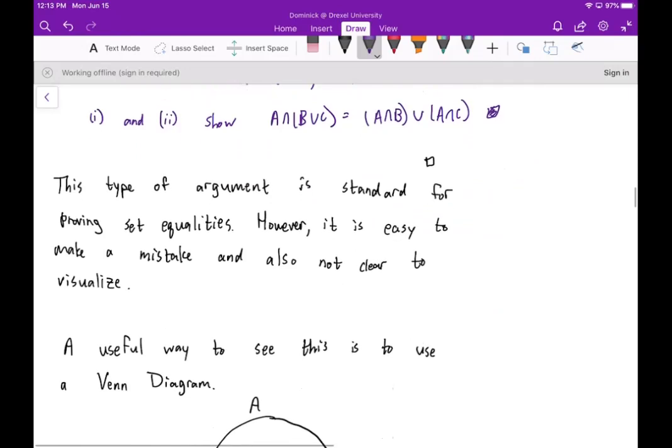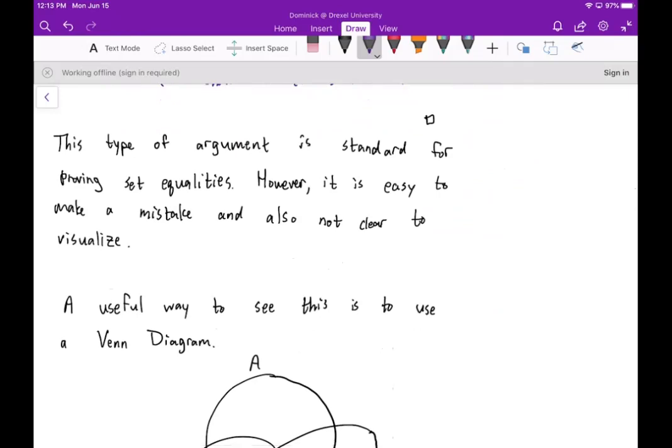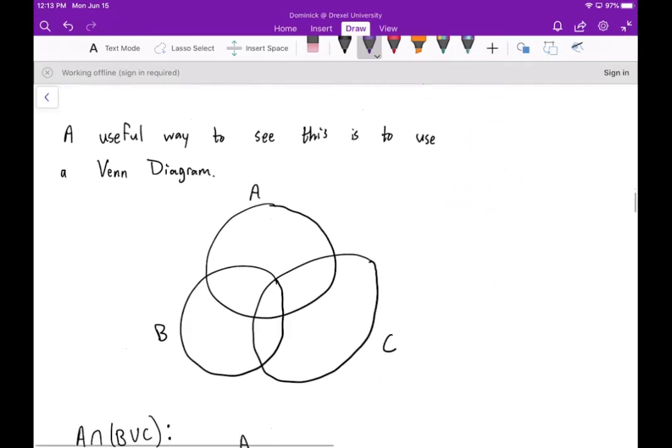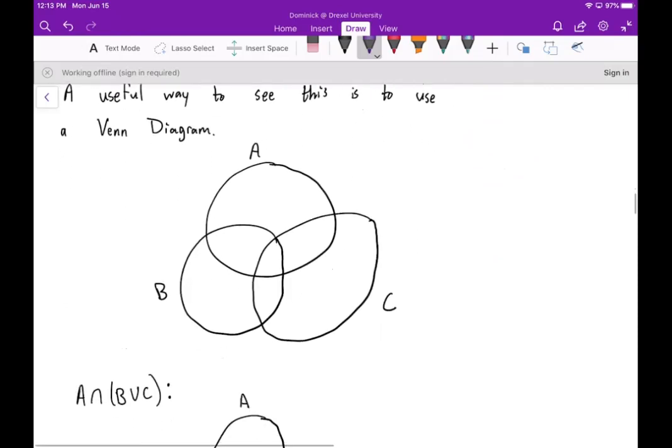Now, this type of argument is pretty standard for proving your set equalities. However, a lot of times it may not be easy to visualize this, and it can be easy to make a mistake, right? So another way that we can see this is if we use a Venn diagram. If we have 3 sets A, B, and C, then we can form their Venn diagram, and now we have all the possible scenarios here.